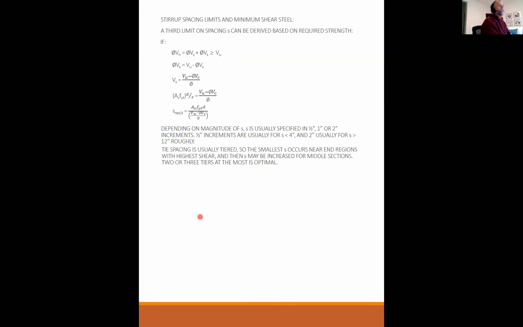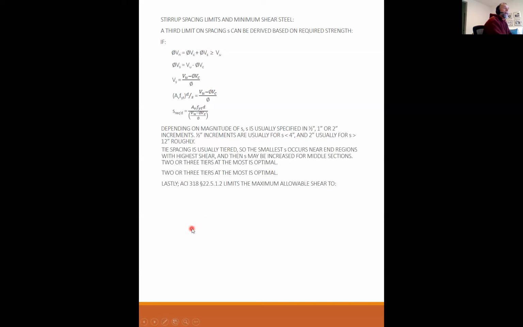Tie spacing is usually tiered, so the smallest S occurs near the end regions with the highest shear, and then S may be increased for middle sections. 2 or 3 tiers at most is optimal.